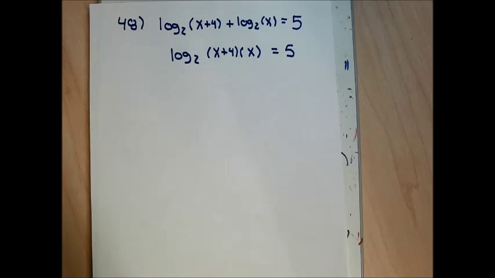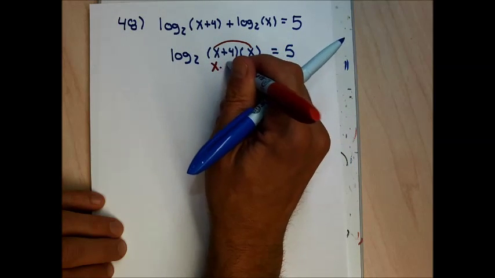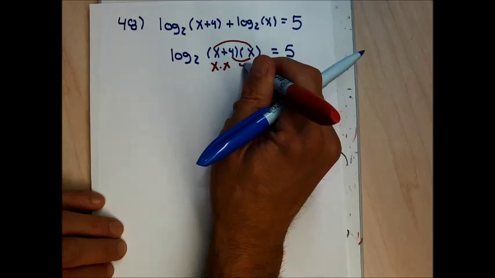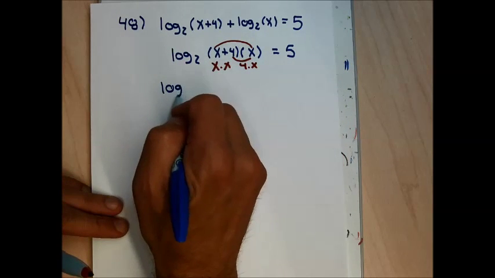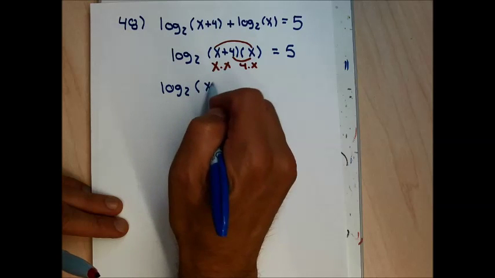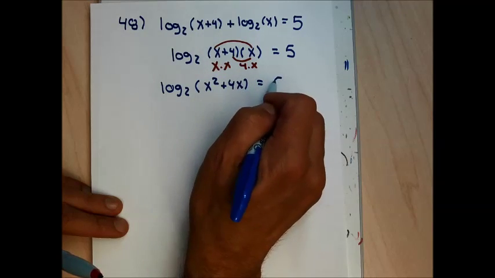So to get started on our last 4 problems, this is our first step, is going to be to use the addition to multiplication rule. Now I'm going to clear and do the multiplication here by multiplying x times x and 4 times x, and that's going to give me the log base 2 of x squared plus 4x equals 5.